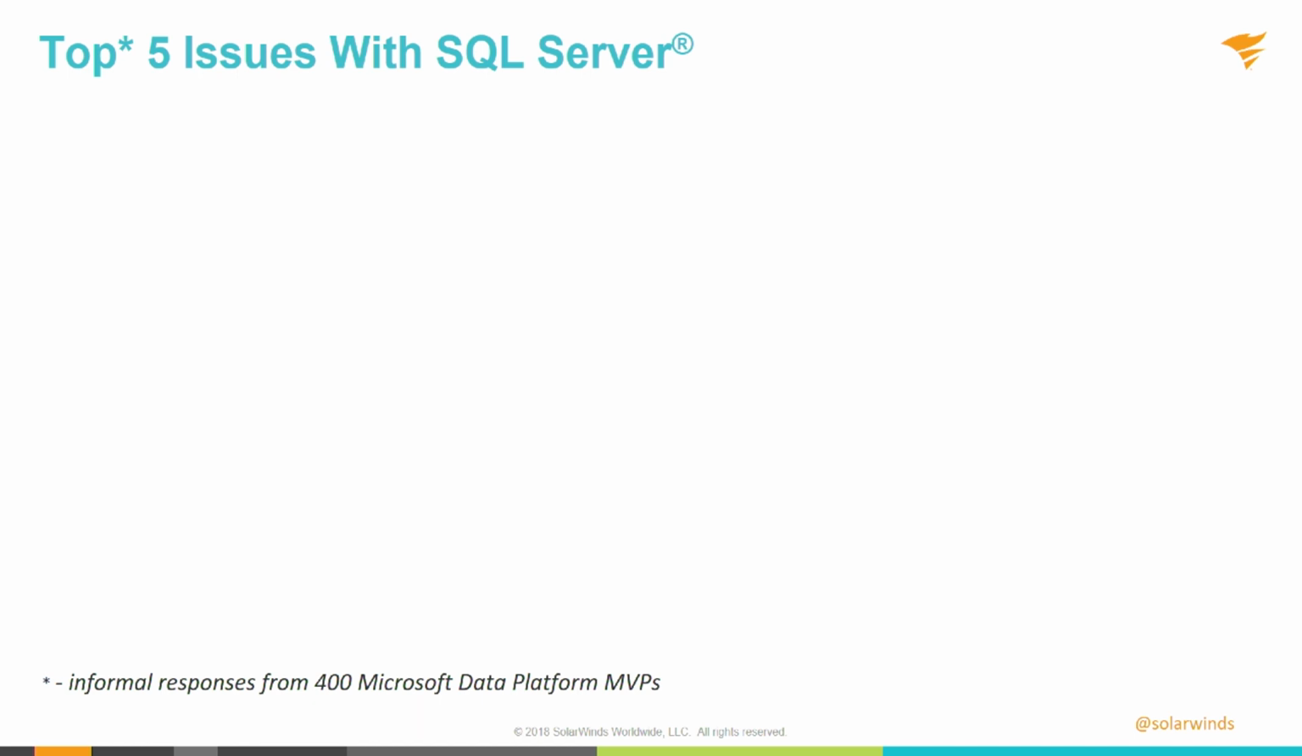There are about 400 data platform MVPs. A good number responded or simply responded with a +1 to somebody else's email. So I thought I had a pretty decent sample size. And we're going to go through these in no particular order. Indexes. So anybody here ever just rebuilt an index and have a performance problem just magically go away?